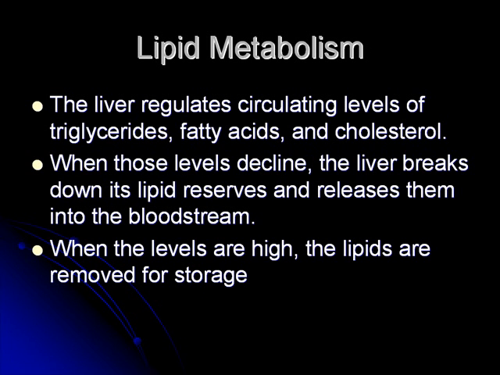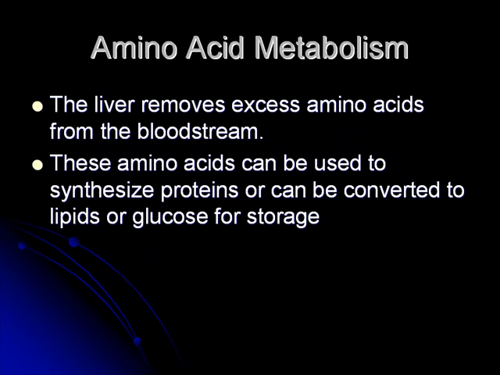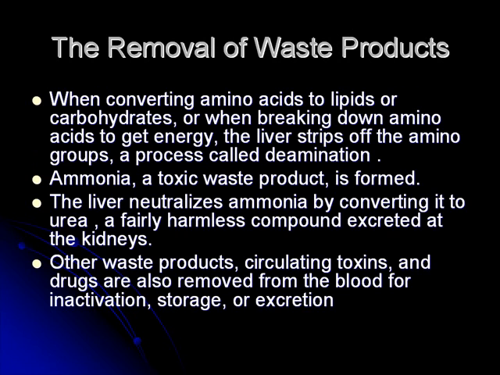In lipid metabolism, the liver regulates circulating levels of triglycerides, fatty acids, and cholesterol, and when those levels decline, the liver breaks down its lipid reserves and releases them into the bloodstream. When the levels are high, the lipids are removed from the blood for storage. Now, amino acid metabolism, the liver also removes excess amino acids from the bloodstream. These amino acids can be used to synthesize proteins and can be converted to lipid or glucose for storage.